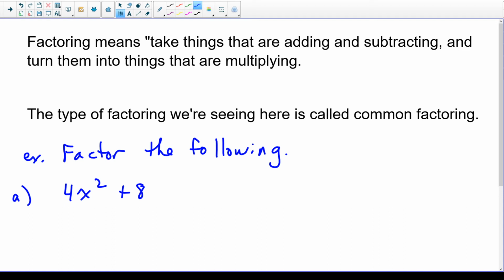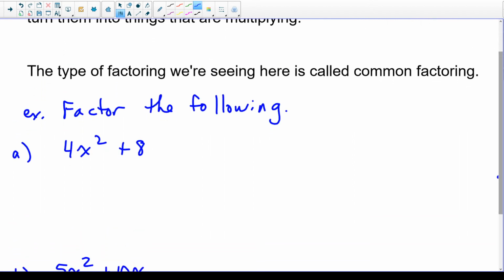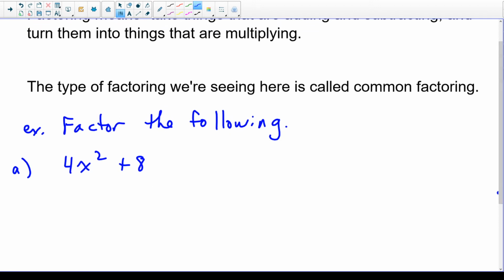So looking at these two terms here, we've got 4x squared plus 8. How quickly can you find the thing that divides out of 4x squared and 8 that is the greatest common factor? So the greatest common factor is 4 in this case, because 4 is 4 times 1. It could also be 2 times 2, right? But I'm also looking at the 8 right away. Now 8 could be 2 times 4. It could be 8 times 1, but now both of them contain a 4. So 4 is my greatest common factor.